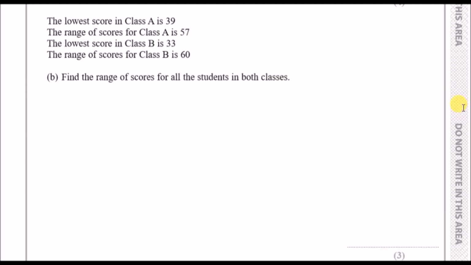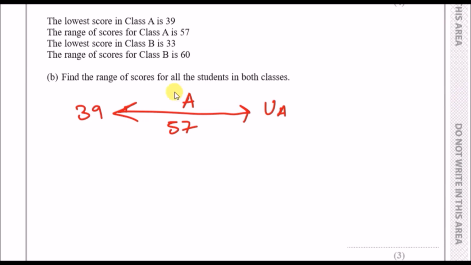Alright, so this one's going to be a bit different, yeah? I always try and do this visually. So we have the range for A. The lowest was 39, and the highest we don't know. Let's just call it upper A, yeah? And we know that the range, the difference between the highest and lowest, is 57. So actually this is easy. If the difference is 57, just add 57 to 39. So 39 plus 57 will give us 96. So the upper bound is 96, yeah?